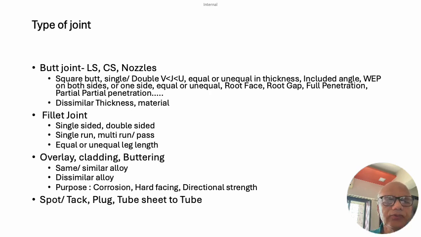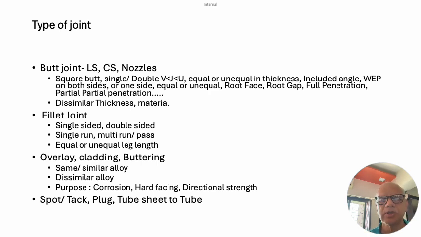The third level of the joint is the overlay or the cladding or the buttering, where on a piece of plate we will be depositing different layers, different passes, and then we will be achieving either corrosion resistance, or we will be achieving hard facing, very hard surfaces, or there are sometimes some directional strengths required, especially in the Z direction, to avoid lamellar tearing. We do buttering.